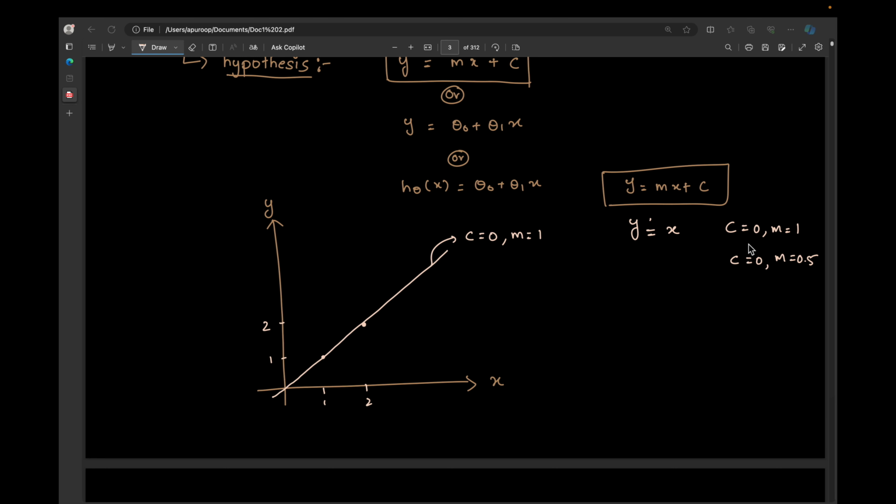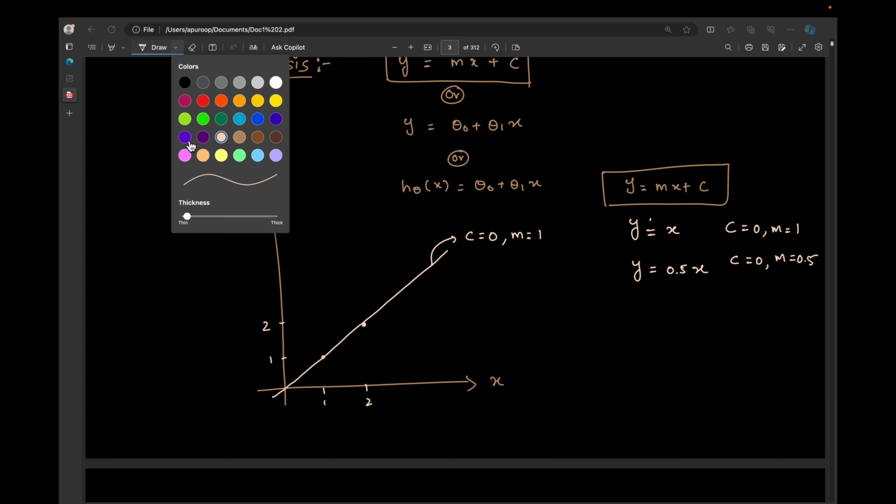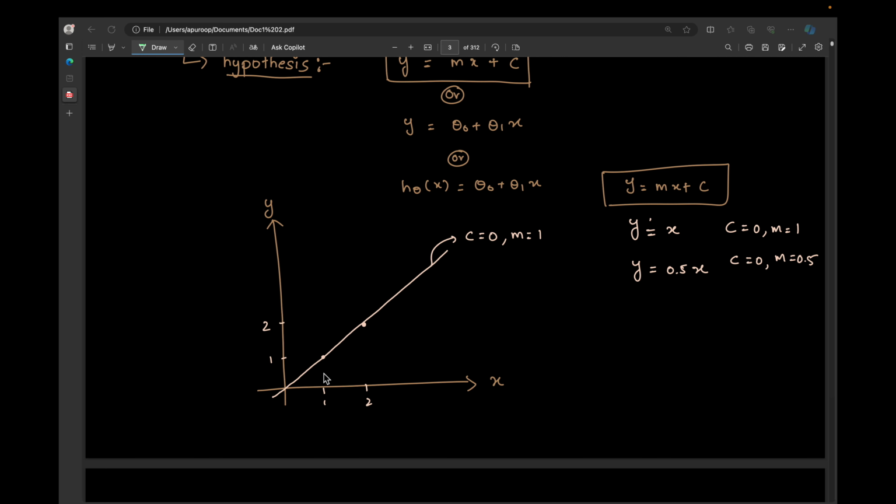In this case, what will be our hypothesis? If we substitute m equal to 0.5, it will be 0.5 times x plus 0. So overall, it will be 0.5x, right? In such a case, how will our line look? Let's take some other color. For 1, it will give us 0.5, and for 2, it will give us 1, and for 3, it will give us 1.5. Like that, these points will rise. If we draw the line, it will touch these points. So it will be the c equal to 0 and m equal to 0.5 line.